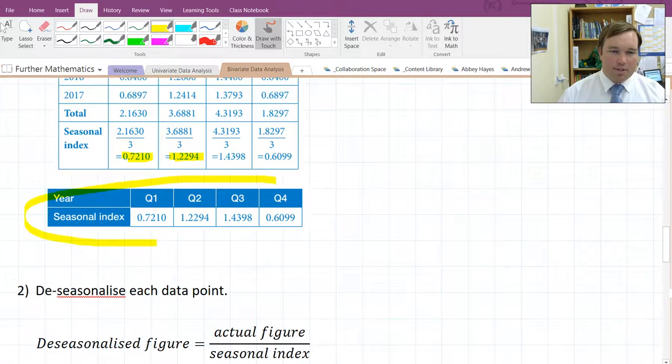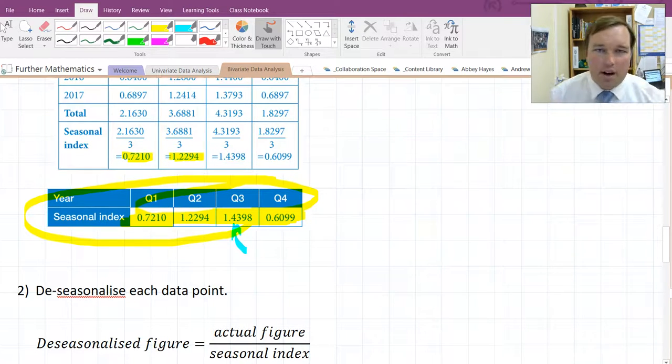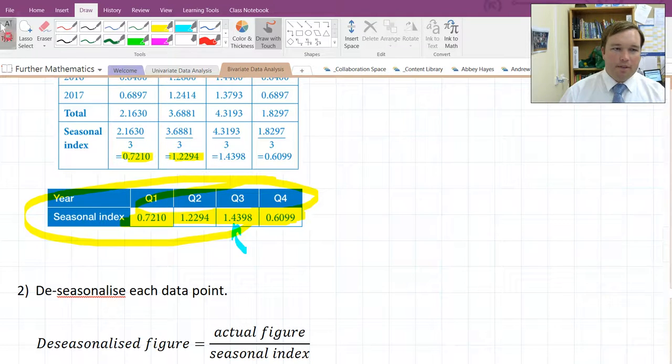Alright, and there's a table summarizing it. That is part A. We have the seasonal indices. So a typical statement would be that quarter 3 is typically the most successful, with 43.98% more sales than the average quarter.